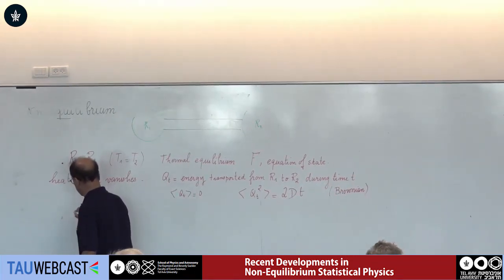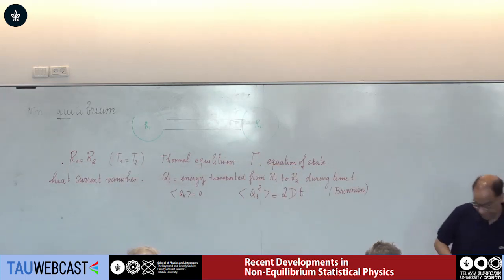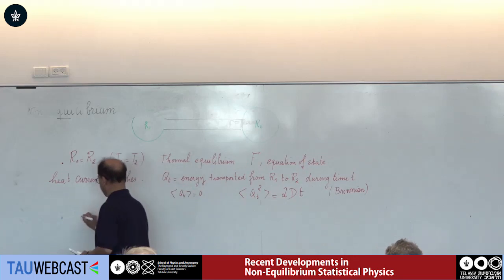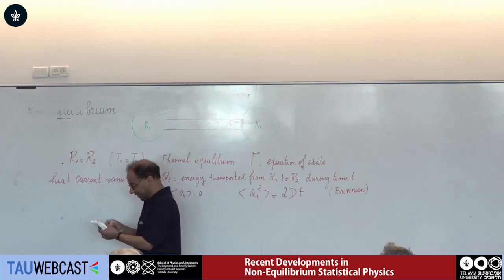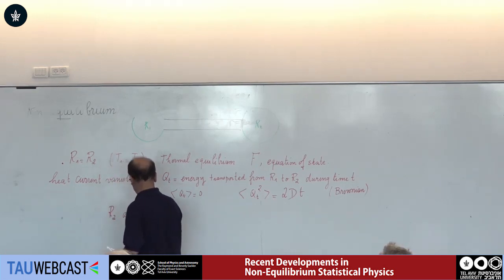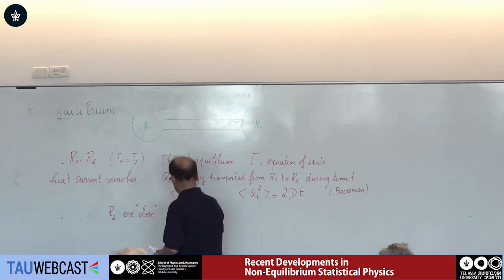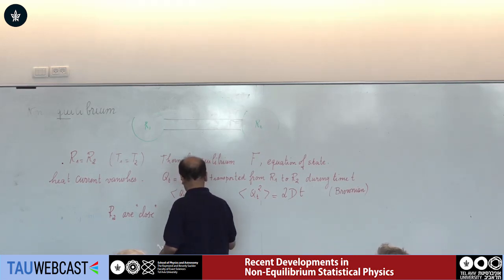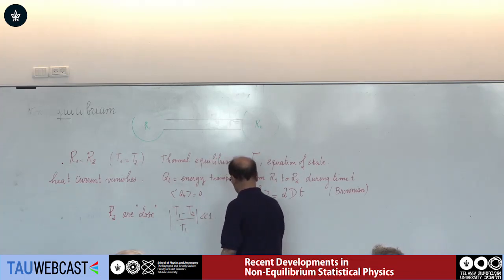If now R1 and R2 are close to each other, which means that the temperature difference between R1 and R2 in relative value is very small, then we can apply linear response theory.